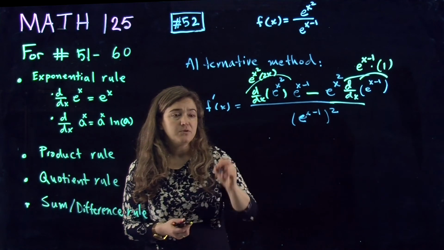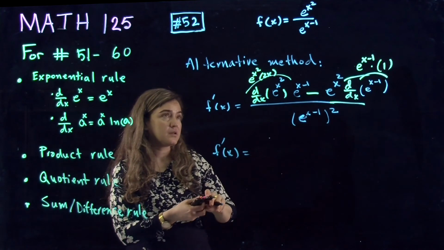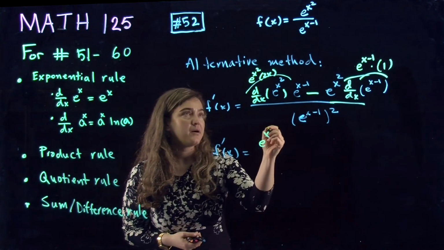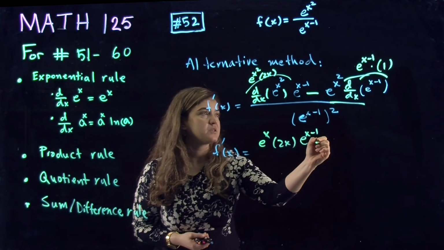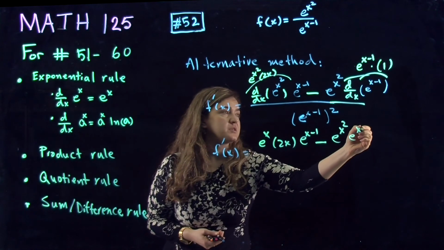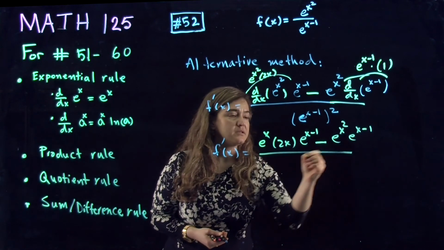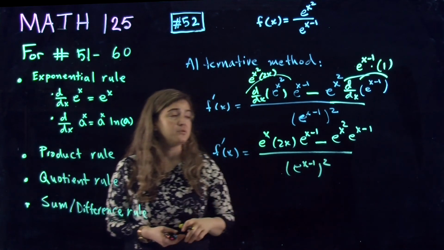So f prime is going to be e to the power x squared times 2x times e to the power x minus 1, minus e to the power x squared times e to the power x minus 1, divided by e to the power x minus 1 to the power 2.